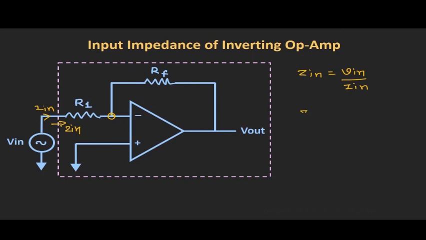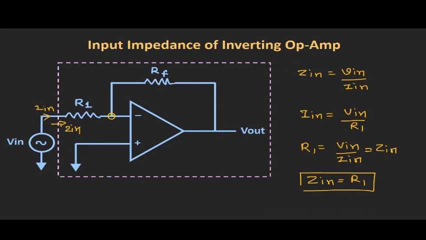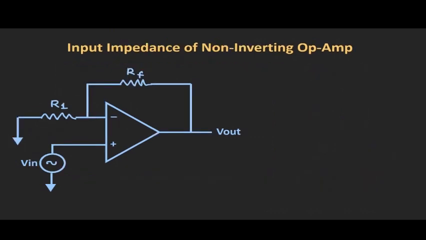So we can say that this Iin is equal to Vin divided by R1, or we can say that R1 is equal to Vin divided by Iin. Now we know that Vin divided by Iin is equal to input impedance. So we can say that the input impedance of this inverting op-amp configuration is equal to R1. So the input impedance of this configuration depends upon the value of R1. So let's say if the value of R1 is very low, then in that case the input impedance of the circuit will be low. So similarly, let us find the input impedance of this non-inverting op-amp configuration.